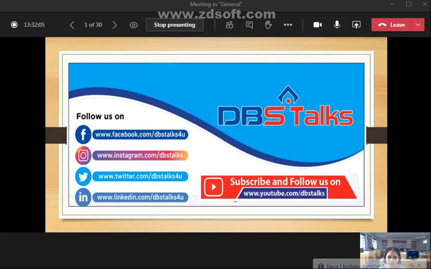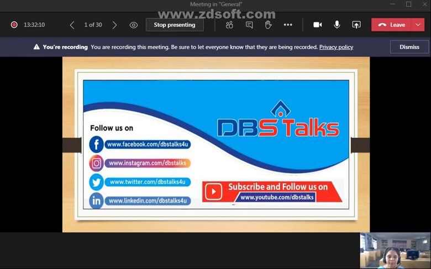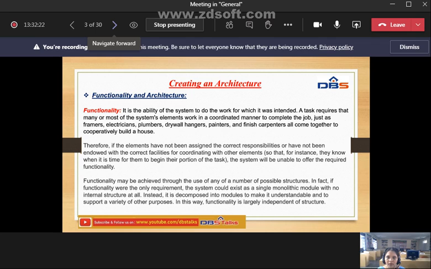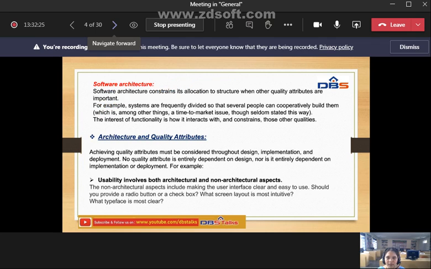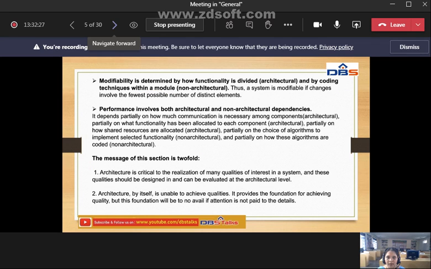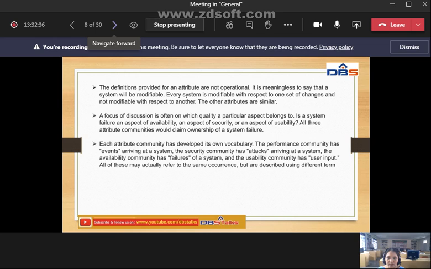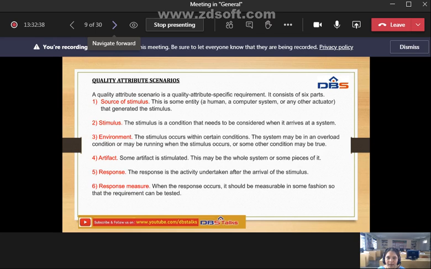In the last class we discussed and introduced creating an architecture. We discussed so many topics: what is functionality and architecture, the importance of functionality, what is software architecture and architecture quality attributes, the importance of architecture quality attributes, what are system quality attributes, and what are quality attribute scenarios. We have discussed quality attribute specific requirements.